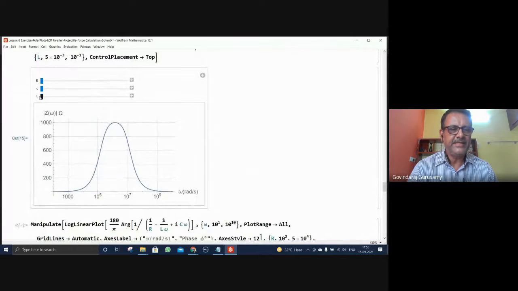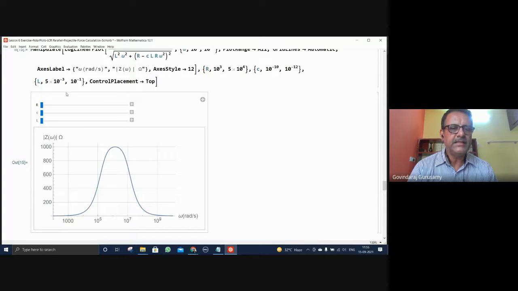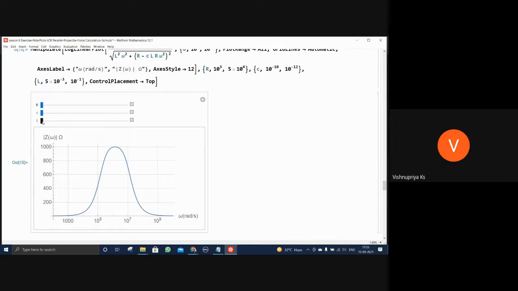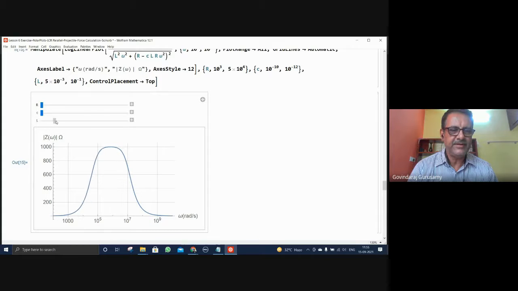So now I am increasing the L. When I increase the L, this peak should shift towards the left or right? Left. Move towards the left. It's moving. Similarly, if I change the C, you can see the consequence of shifting this C.